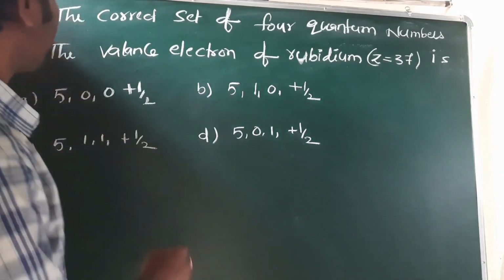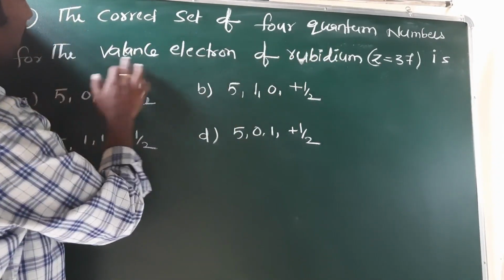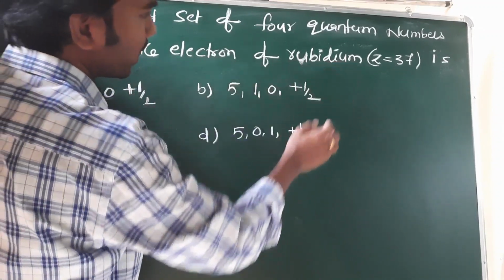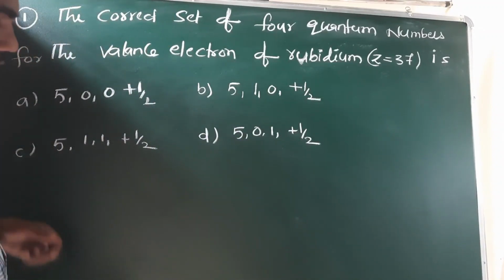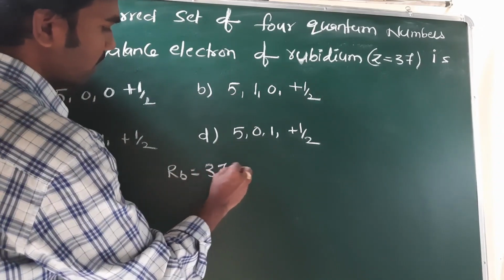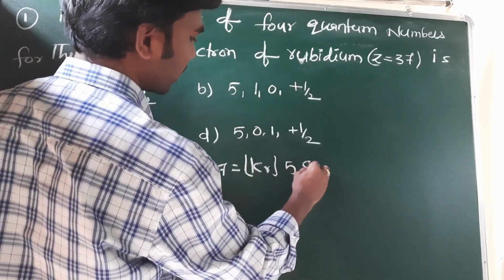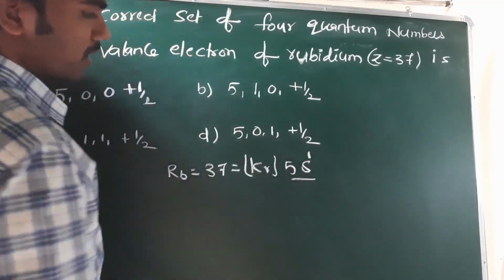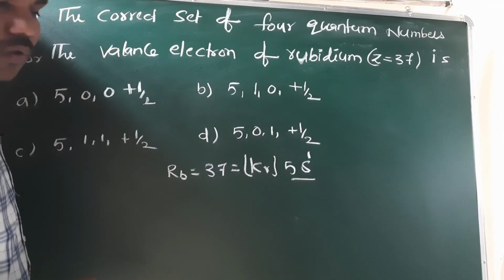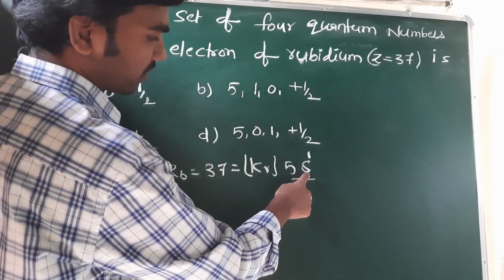Next question: the correct set of 4 quantum numbers for the valence electron of rubidium, atomic number 37. So rubidium atomic number is 37, so we can write krypton and 5s1. This is the valence electron. It is a first group A element: lithium, sodium, potassium, rubidium, cesium, francium. So 5s1 will come.